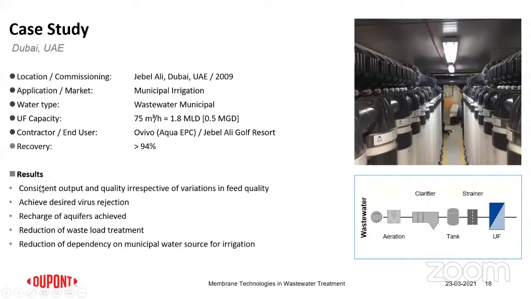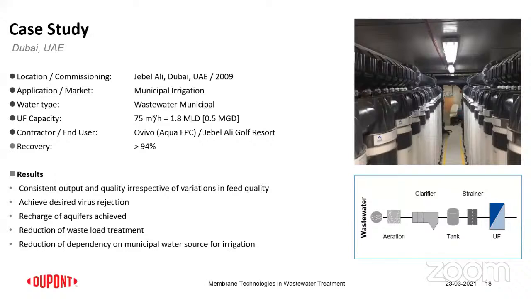So what were the outcomes that were desired and what was achieved is this consistent output, irrespective of the feed quality. I mean, you look at these parks or commercial establishments where the feed quality is definitely certain to change. They change because of the number of occupancy.